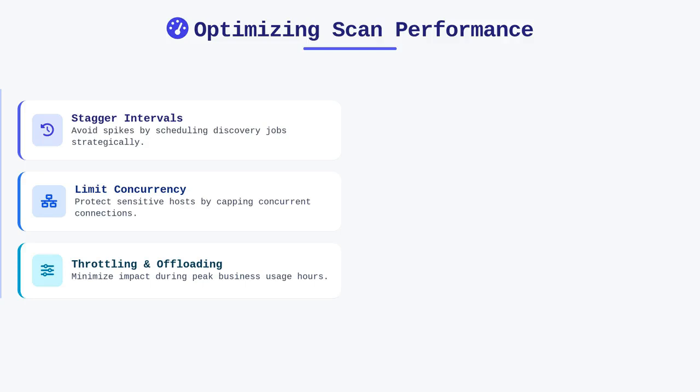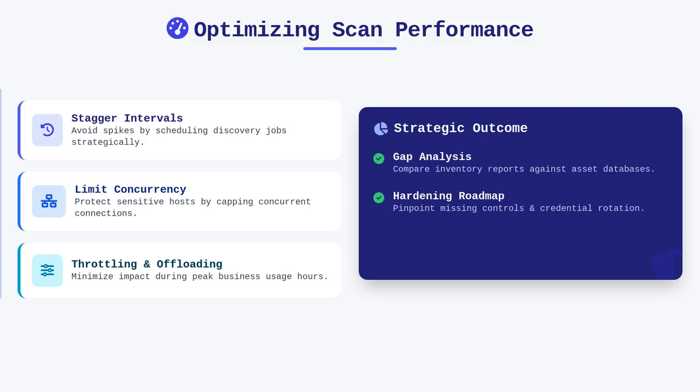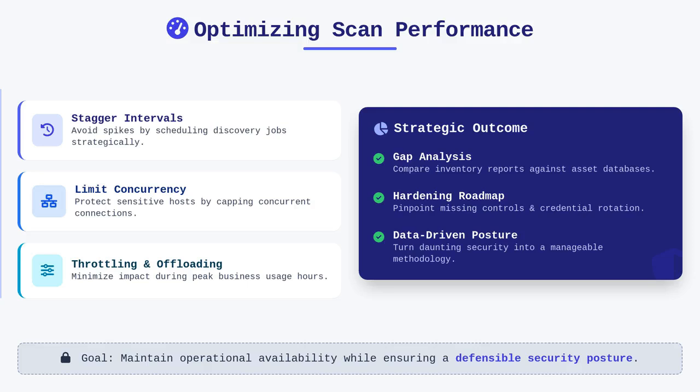Once the discovery processes are optimized, the value is found in the inventory reports that allow you to conduct a meaningful security gap analysis. Reviewing this dashboard against your known asset database helps you pinpoint which segments of your infrastructure lack the security controls you require, providing you with a roadmap for further hardening and credential rotation deployment. By maintaining an accurate view of your privileged landscape, you turn the daunting task of enterprise security into a manageable, data-driven methodology that keeps your posture defensible against internal and external threats.